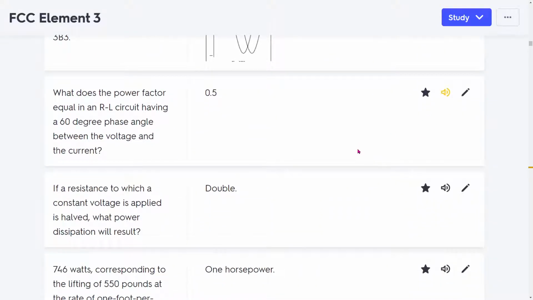What does the power factor equal in an RL circuit having a 60-degree phase angle between the voltage and the current? 0.5. If a resistance to which a constant voltage is applied is halved, what power dissipation will result? Double.